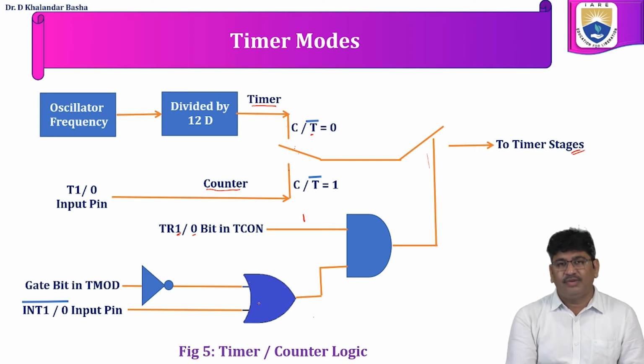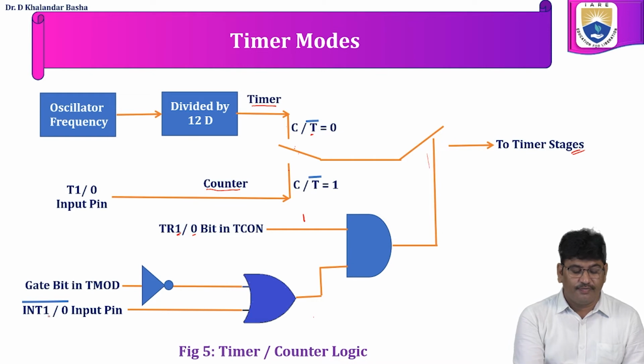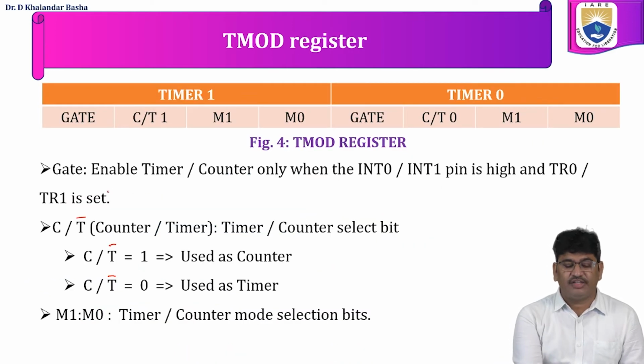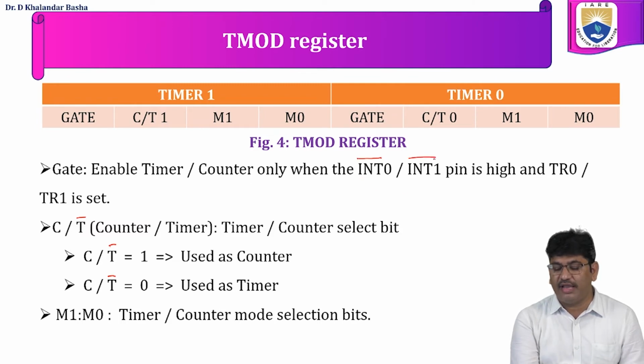Now, what are the various inputs we are going to give for the OR gate? One input is the gate bit in the TMOD register. This gate bit is used for enabling the timers and counters only when INT0 and INT1 are high and TR1 is set. We have already discussed TR1.